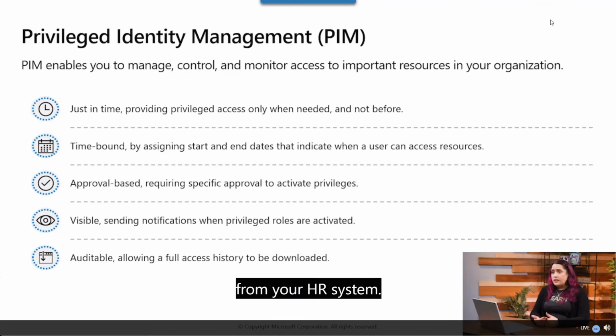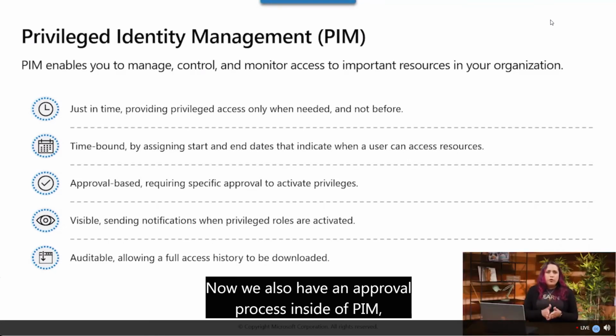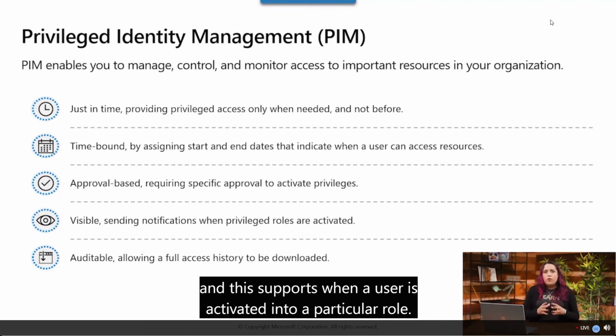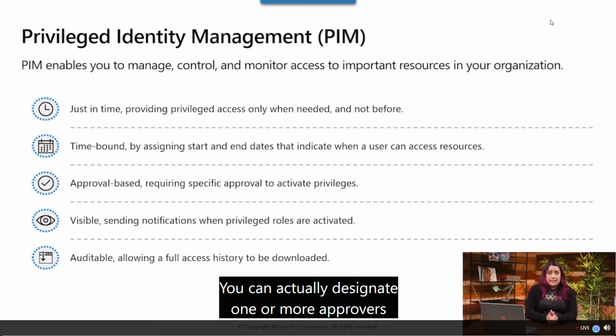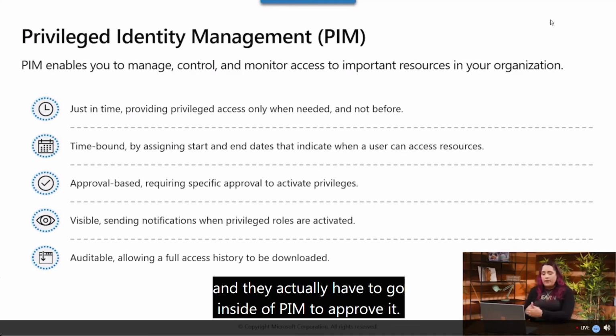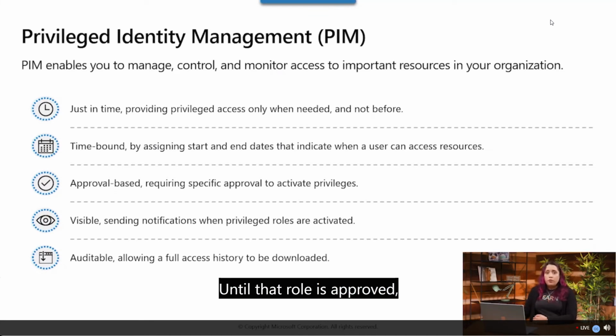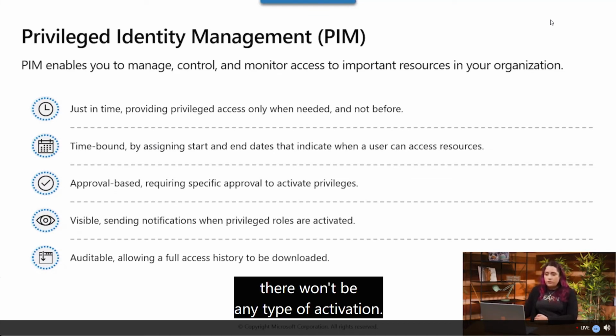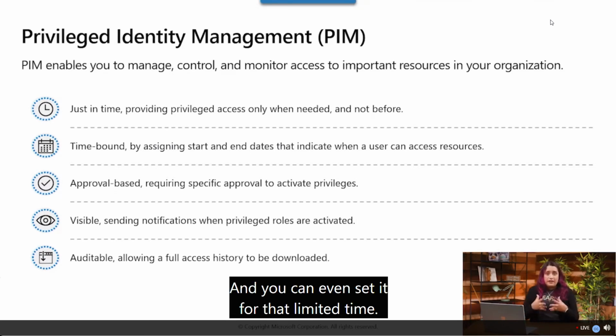Now, we also have an approval process inside of PIM, and this supports when a user is activated into a particular role, you can actually designate one or more approvers who are going to have to approve that setting. So when a user requests a role activation, your approvers are going to receive an email, and they actually have to go inside of PIM to approve it. Until that role is approved, there won't be any type of activation. Once the approvers approve the role in PIM, then the role will be activated. And you can even set it for that limited time.